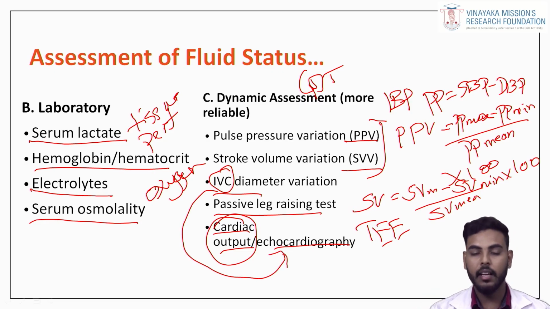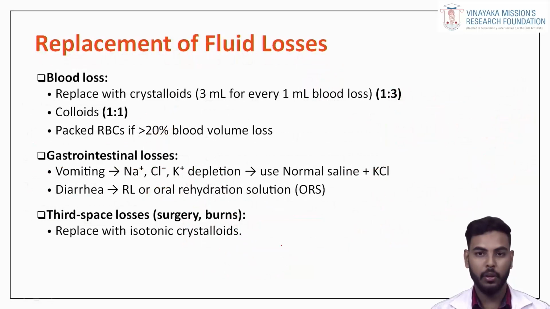Okay. So these are the three main parameters we will be measuring in the assessment of fluid status. Number one is clinical assessment, number two laboratory assessment, and number three is dynamic assessment. Okay. Next we will be going on to the replacement of fluid losses.